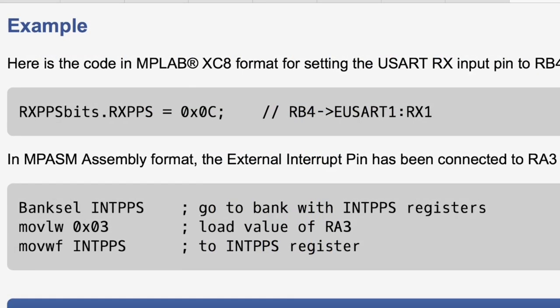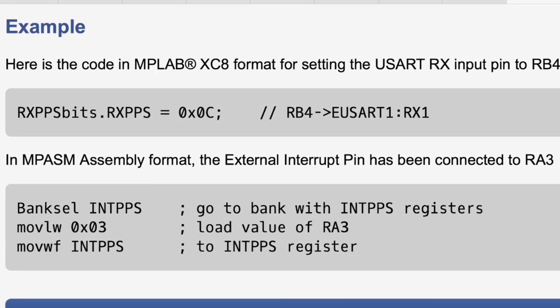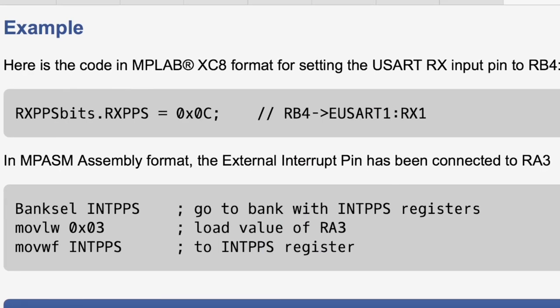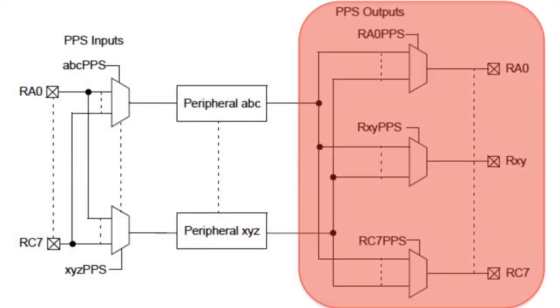Here's a couple code examples where the receive input is connected to the RB4 pin, and an assembly example where the external input is connected to the RA3 pin. Now let's look at the output connections.